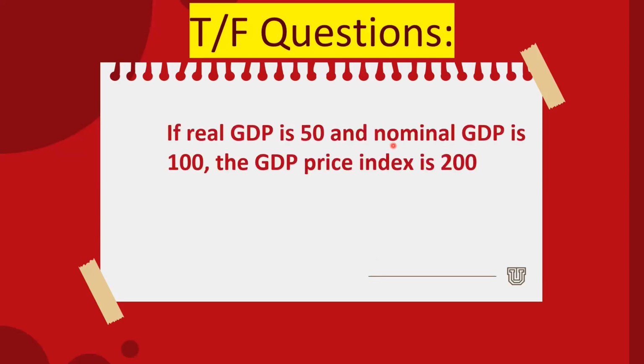Question 3. If real GDP is 50 and nominal GDP is 100, the GDP price index is 200. By right formula, GDP price index equals nominal GDP divided by real GDP multiplied by 100. So nominal اللي هو 100 على 50 في 100 هيدينا طبعا 200، وده طبعا الجي دي بي برايس اندكس او جي دي بي ديفليتور.